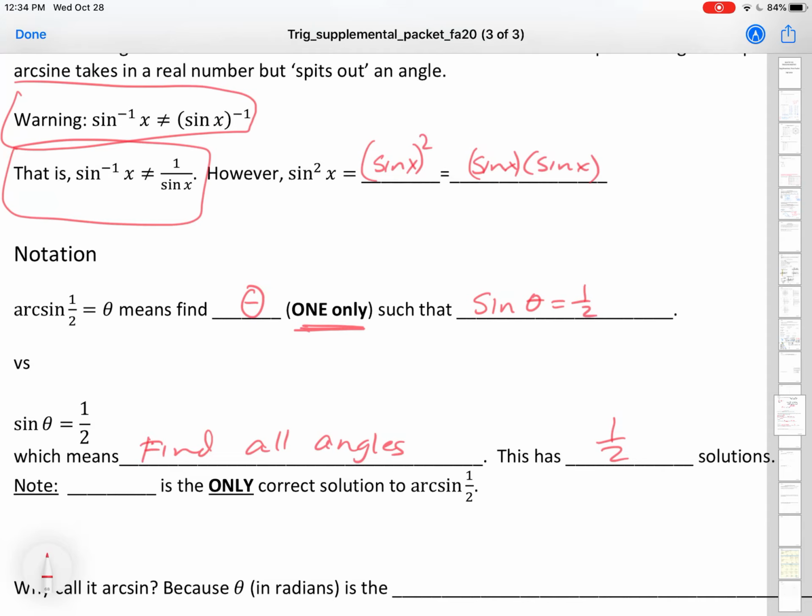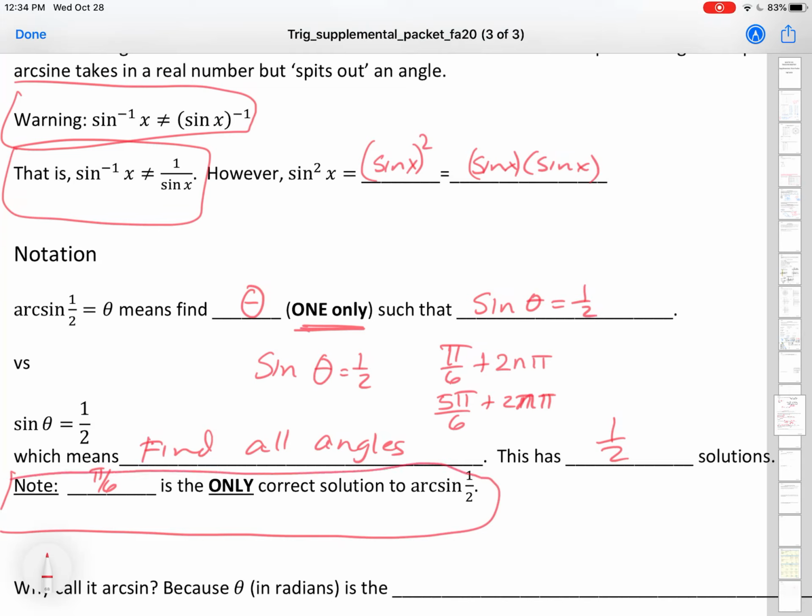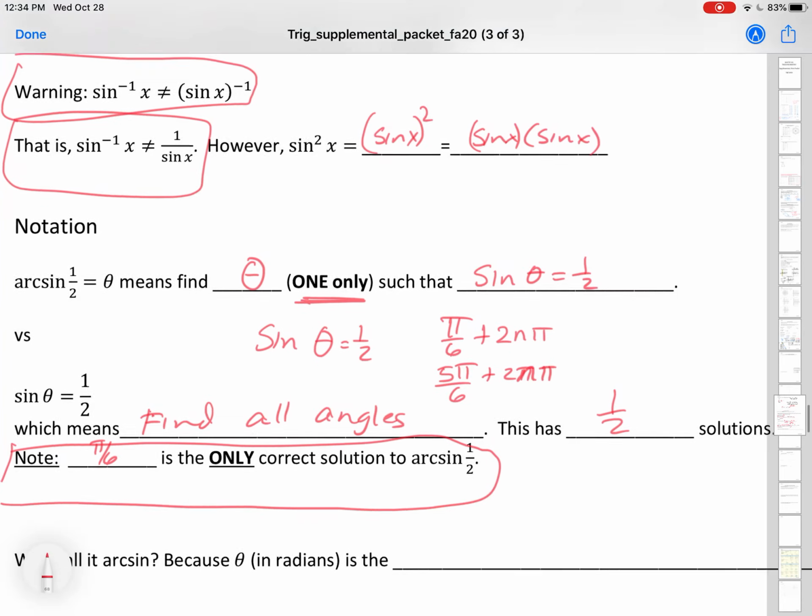Now, what is the right angle? Pi over 6 is the only correct solution to arcsine of 1/2. What are the angles such that sine theta is equal to 1/2? There's a bunch of them. There's pi over 6 in the first quadrant, 5 pi over 6 in the second quadrant, and then plus 2n pi. There's a whole bunch of them. Remember doing this before? But there is only one solution to the arcsine, or the sine inverse, of 1/2: pi over 6 only. It can only spit out that.